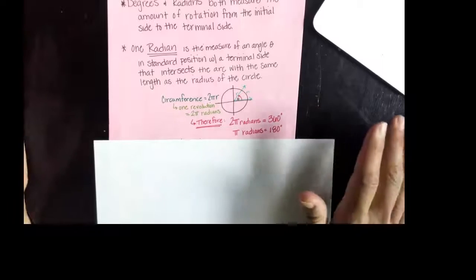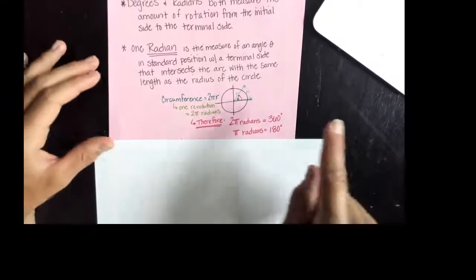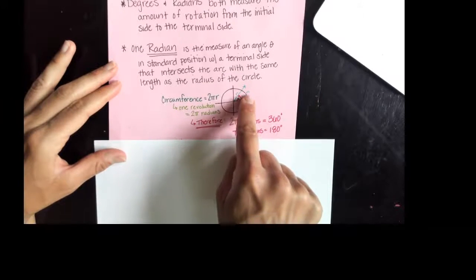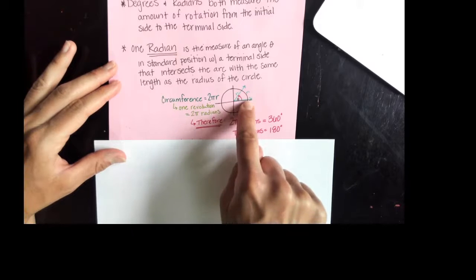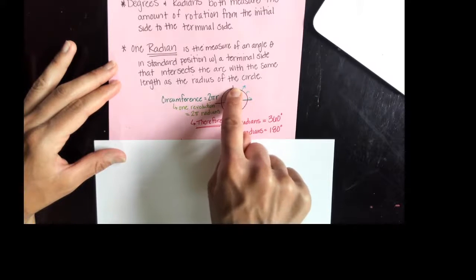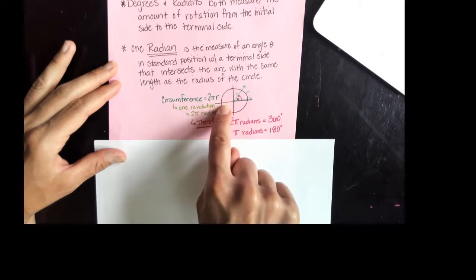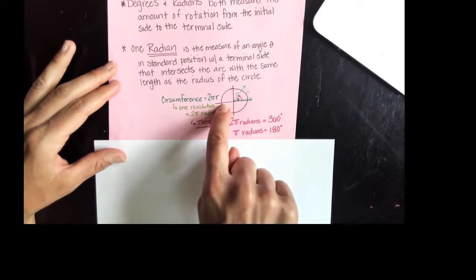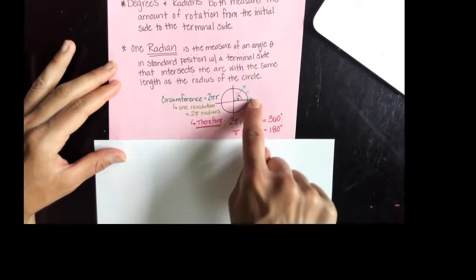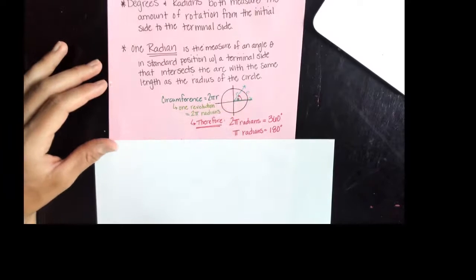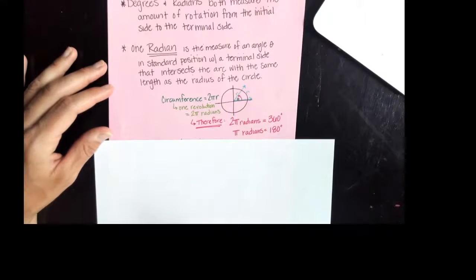So now think about what we just got done saying. We said if we went all the way around, that was 360. A quarter of that was 90. Half of that. So we're going to look at how that works with our radians.